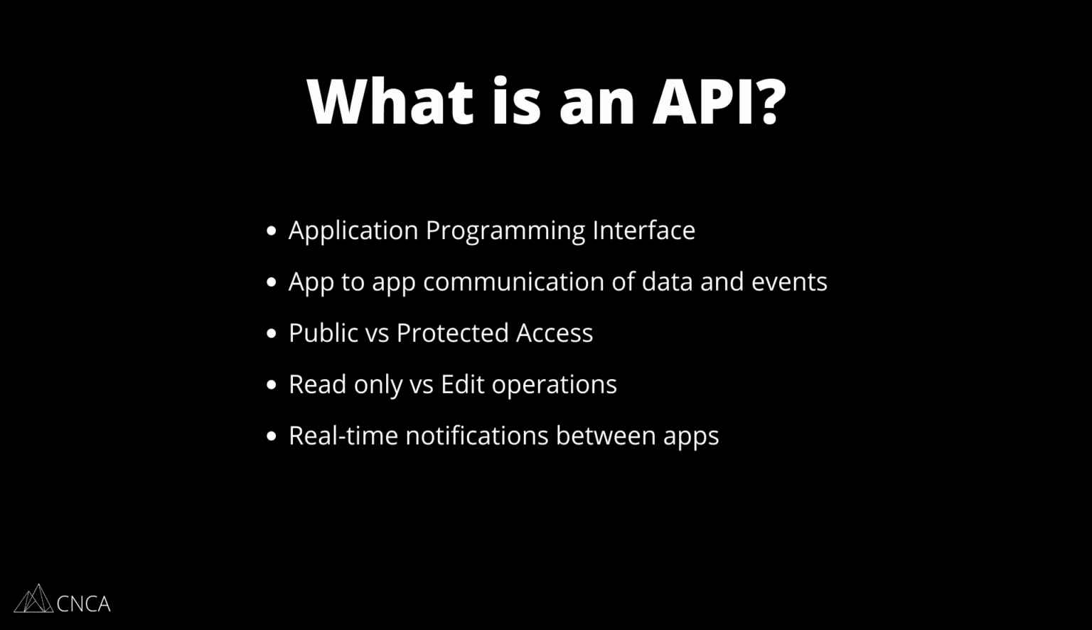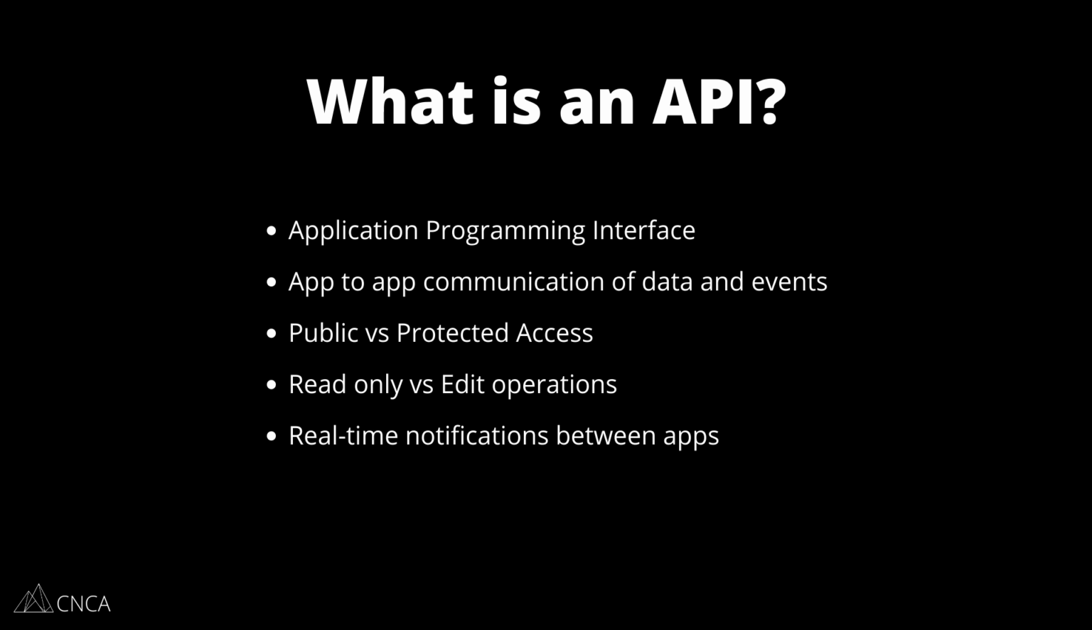Now, what exactly is an API anyway? You're typically going to see this abbreviated, but in case you were wondering, it stands for Application Programming Interface. And all this really is a way for applications to communicate with each other. They're going to communicate data and events. So one service can request data from another service, right? For example, your Bubble application can request all of the customers that are in your Stripe account.